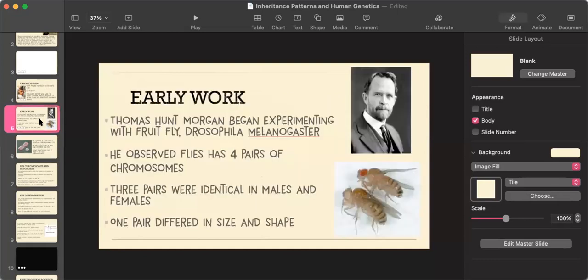So for the example that I'm going to show you today about sex-linked traits, I want you to pay particular attention to the fact that eye color in this type of fly comes in 2 versions. You have red eyes and white eyes.